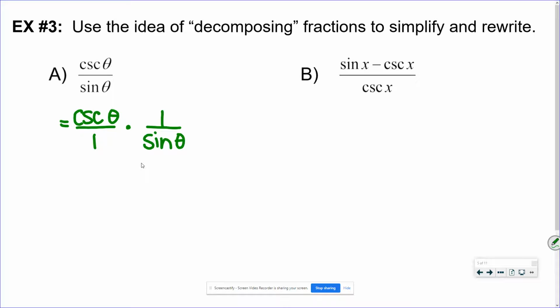What you would do from here is go to your list of all those identities we wrote in the first 2 slides, and think of a way to rewrite cosecant. So cosecant is the reciprocal of sine, right? So cosecant can be written as 1 over sine theta.